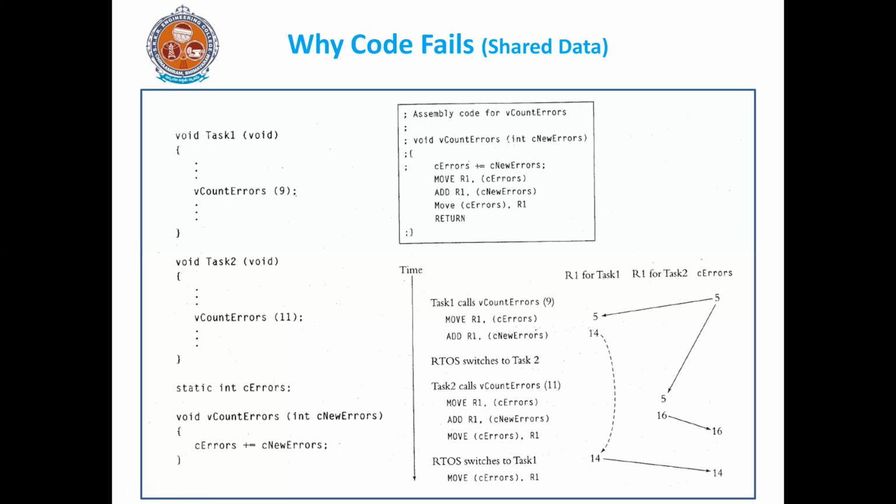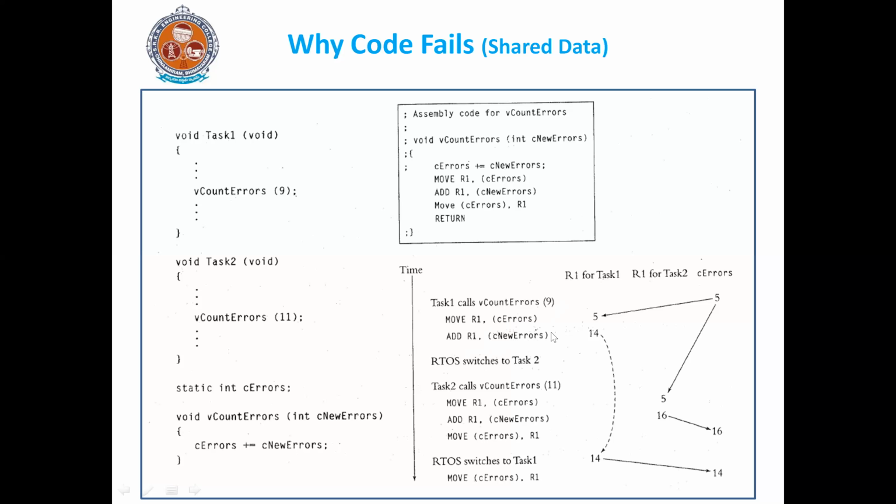But instead of 25, see how you will get the wrong value. First, task 1 calls this function with value 9. Suppose it executes only these two statements. Move cErrors to R1, so R1 is 5 because the initial value of cErrors is 5. Next, R1 equals R1 plus cNewErrors, that is 5 plus 9, so R1 is 14.